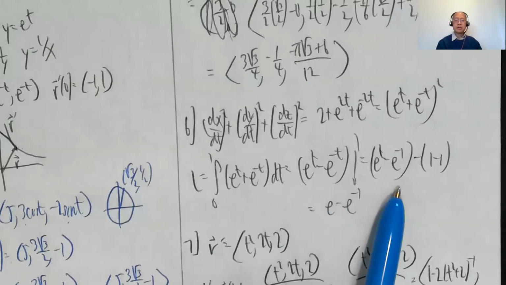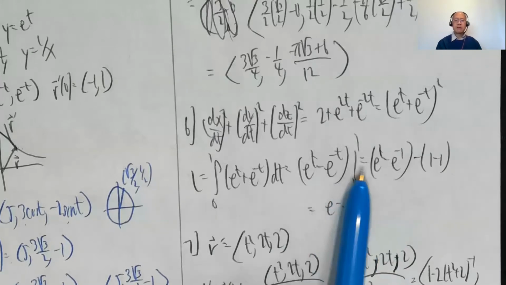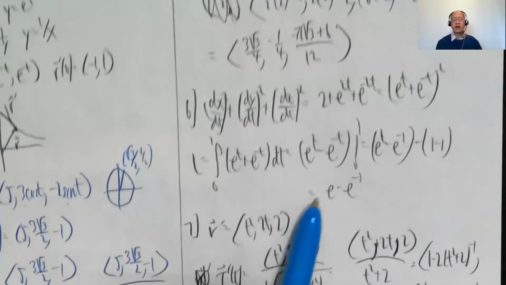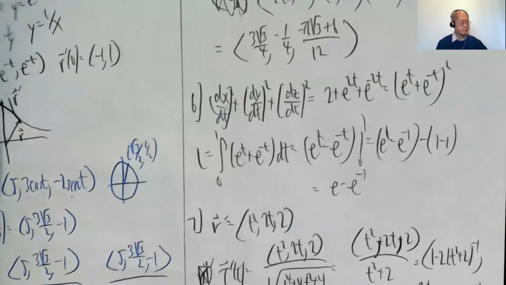Okay, so let's see. Plug in 1, you have e minus e to negative 1. Plug in 0, you get 1 minus 1, which is 0. So final answer is e minus e to the negative 1.